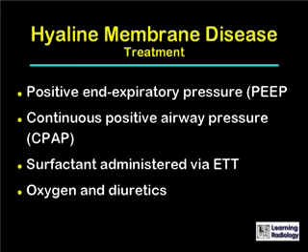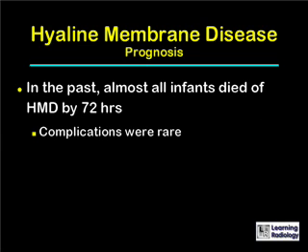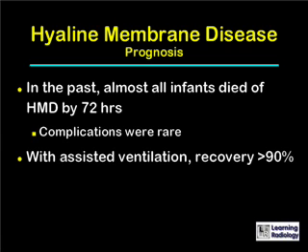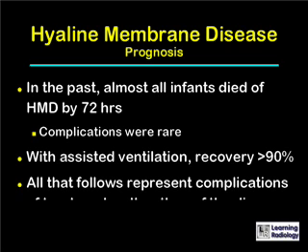Treatment for hyaline membrane disease consists of positive end expiratory pressure or continuous positive airway pressure. Sometimes surfactant is administered via the endotracheal tube, and oxygen and diuretics are sometimes used. In the past, almost all infants died of hyaline membrane disease by 72 hours. Complications were rare. With assisted ventilation, the recovery is in excess of 90%.